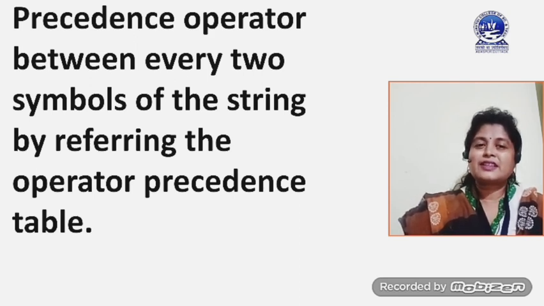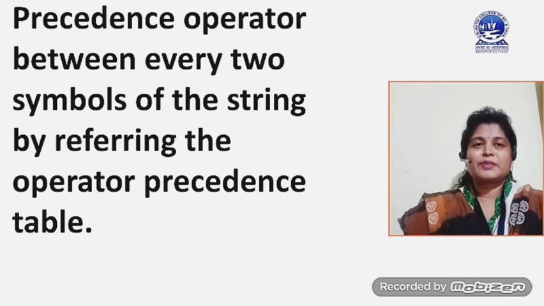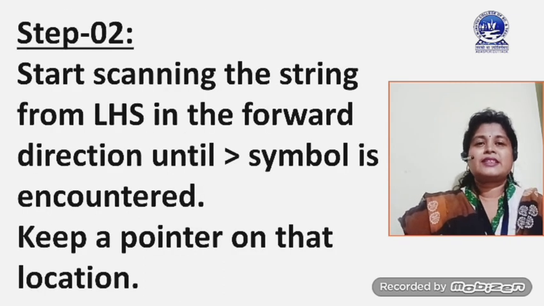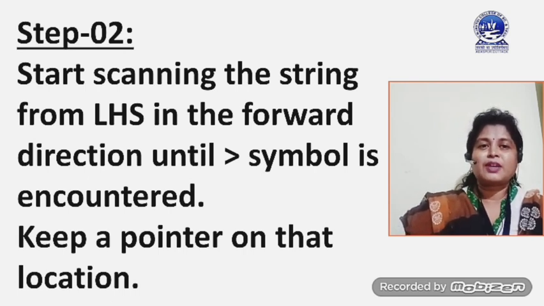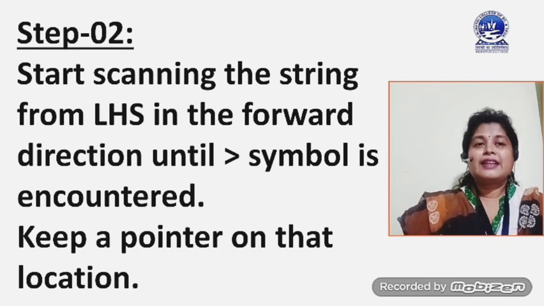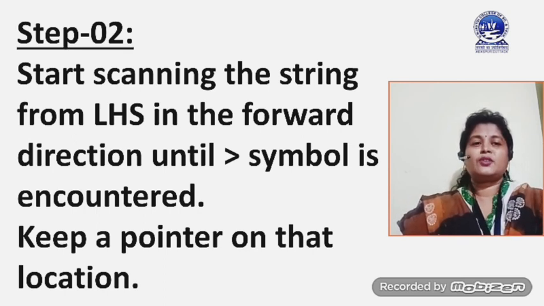In the first step, exactly what we will need to do? We will just add the dollar symbol at the starting and ending of the input string, and the second one is that we will place the precedence operator between every two symbols of the string. Now this is step 2. Start scanning the string from the left hand side in the forward direction until the greater than symbol is encountered. To perform this step we are using a pointer. Here exactly what is the necessity of the pointer? We are using the pointer to mark the location.